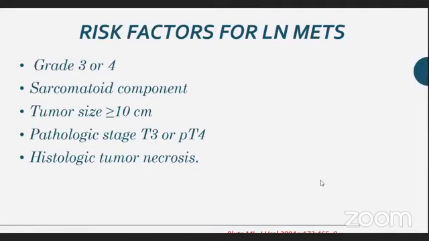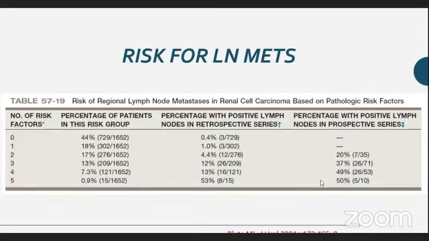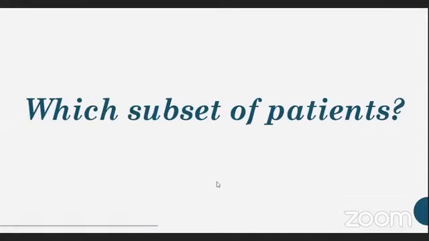The lymph node metastasis rate increases with these risk factors: Fuhrman grade 3-4, sarcomatoid tumors, tumor size more than 10 centimeters, pathologically T3, T4, and tumor necrosis in the specimen. So if you look at the risk factors and see what is the percentage of lymph nodes in a retrospective series, you will see that as the factors increase in size, the chance of node metastasis also increases, meaning you can be comfortable that if you don't have a large tumor, then you probably don't need to do lymph node dissections for them as well.